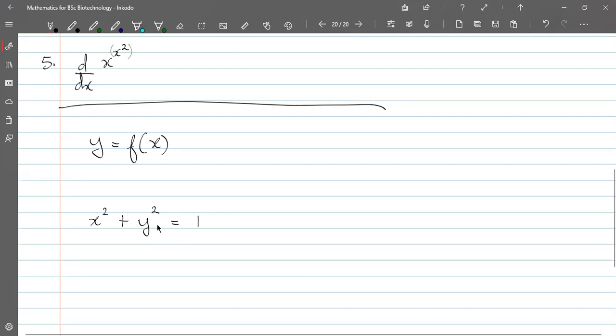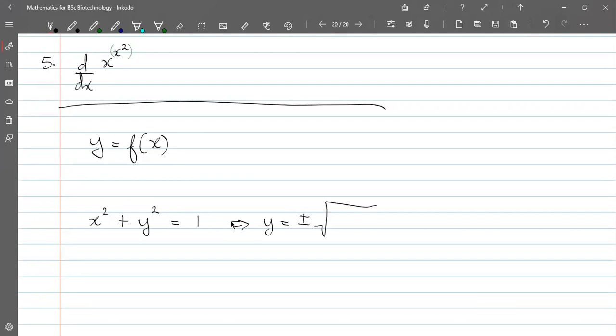So the problem is this is actually multi-valued. Strictly speaking, y is not just a function of x, because if I put x equal to 0, you get y equal to plus or minus 1. If it's multi-valued, it's not really a function, but we can always restrict to taking only the positive square root. So y is equal to plus or minus square root of 1 minus x squared.